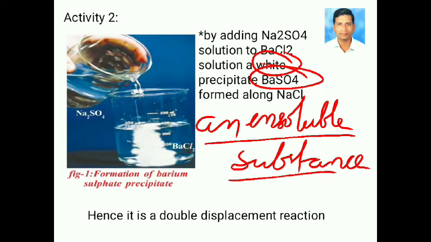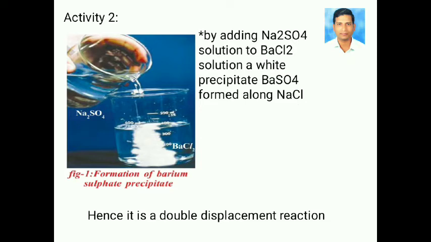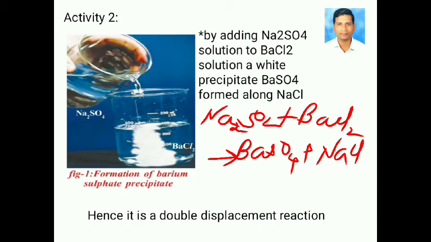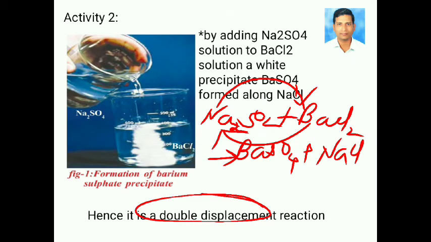Now let us try to write the chemical equation for this activity. Sodium sulfate solution plus barium chloride solution gives rise to a white precipitate, barium sulfate, along with NaCl. Here sodium replaces barium and barium replaces sodium. Hence, it is a double displacement reaction.